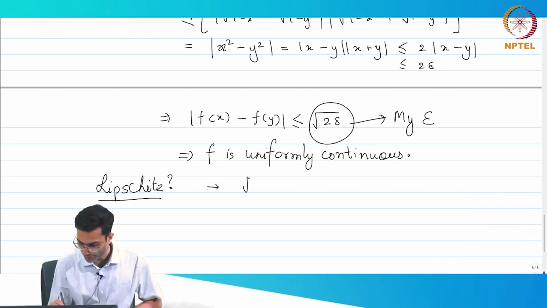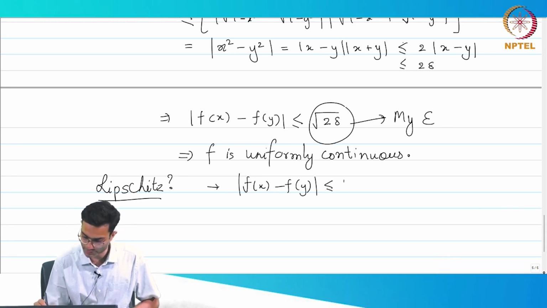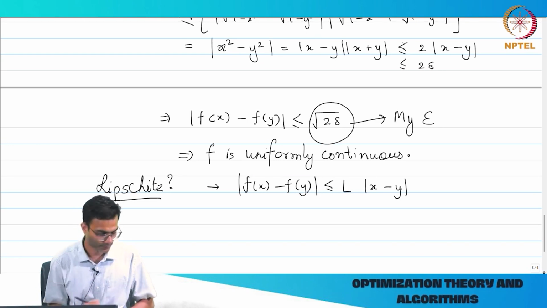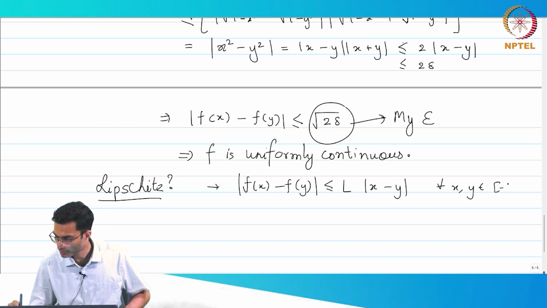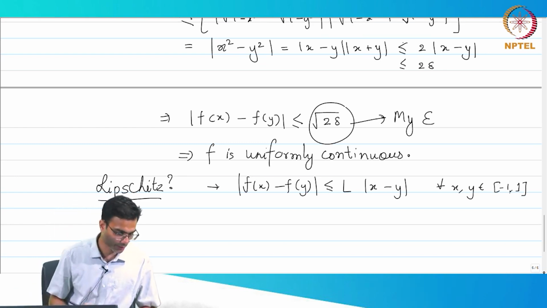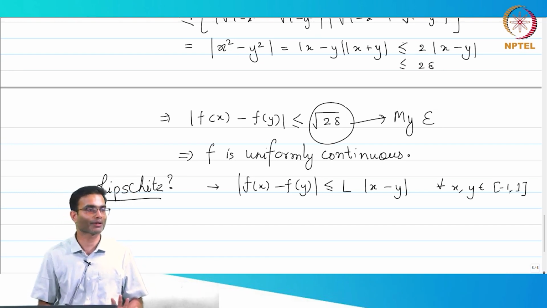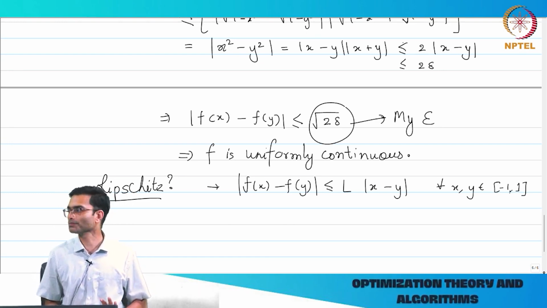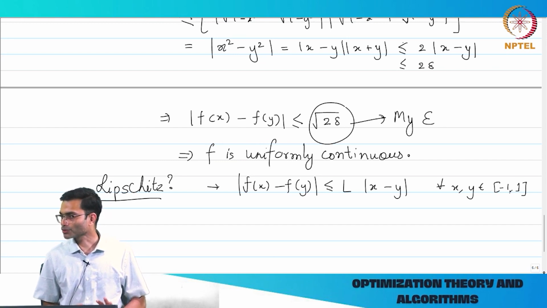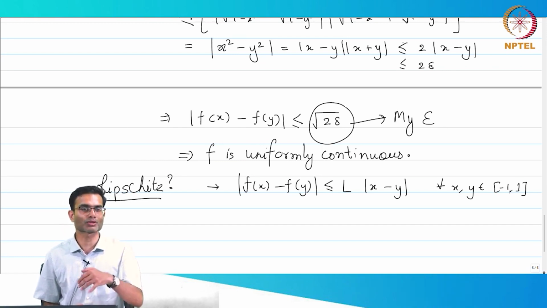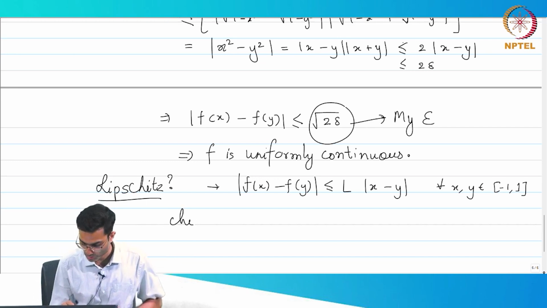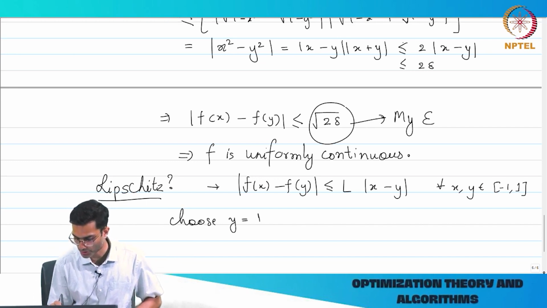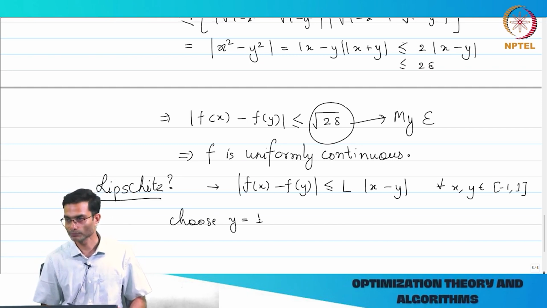So, for this, what do I need? I need mod of f(x) minus f(y) less than or equal to L times mod x minus y, for all x and y belonging to minus 1 to 1. This is what I need to show. As we have already got the hint, endpoints is where some mischief is going to happen. So, if I prove that this is not true even at one point, it's over. So, let us choose one of the endpoints. Let us choose y equal to 1.